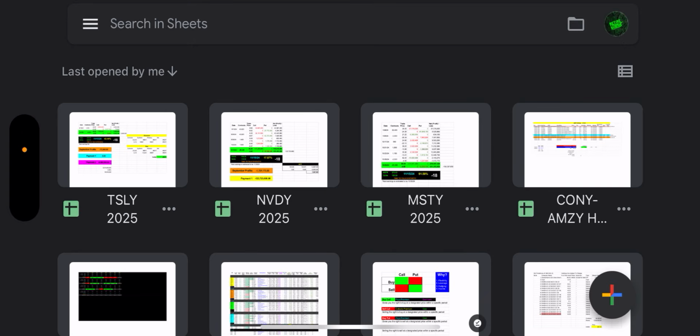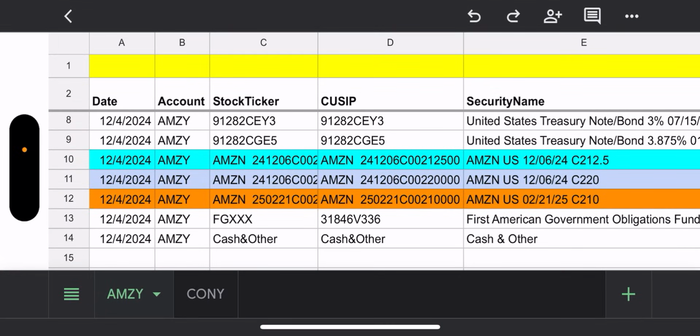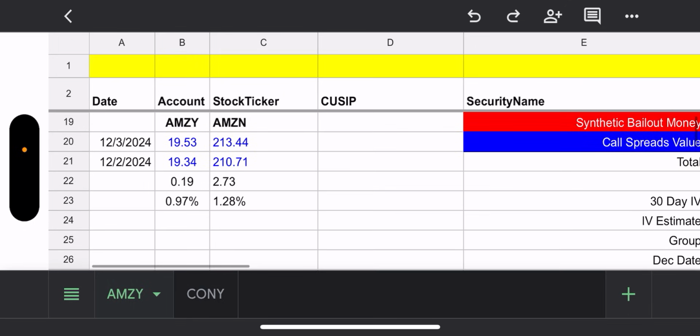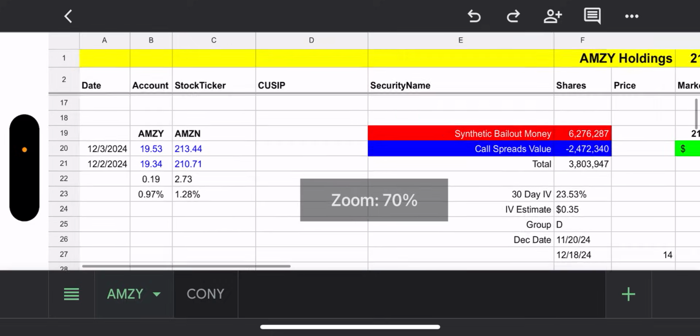CONY. You know what? Let's do AMZY. AMZY's up. So Amazon, again, no one else had trades, just so you know. Just a reminder. Amazon went up. Oh, my God. It went up 1.28%. AMZY went up 0.97%. You weak sauce bastard. But again, at least they're getting closer to 20. I will take it.